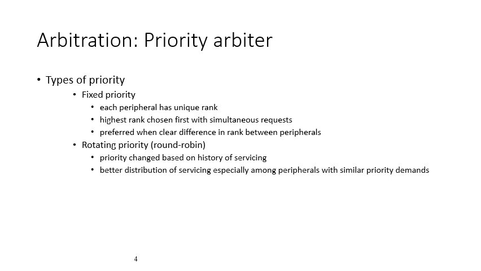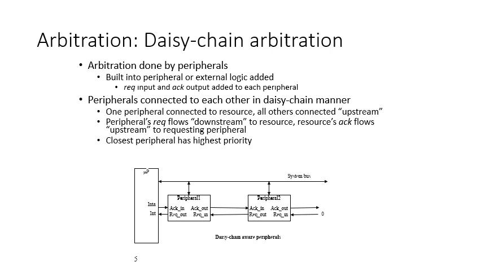Let's move on to the next slide. In addition to priority arbitration, we have daisy chain arbitration. Arbitration is done by the peripherals, built into the peripheral or with external logic added. So it is basically done at the hardware level. It is built permanently into the peripheral, or we add some external logic. A request input and an acknowledgement output are added to each peripheral. So we are physically going to add these two things, request input and acknowledgement output.